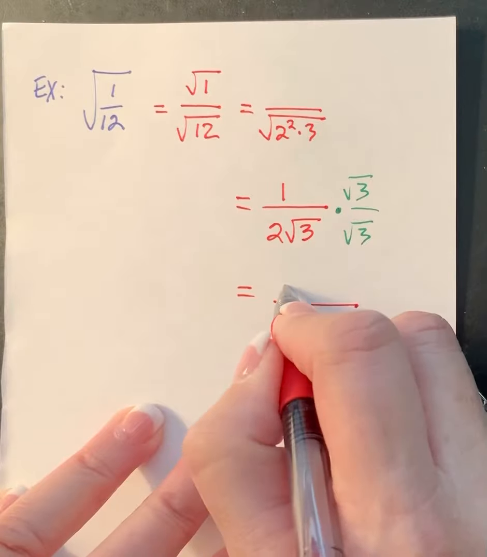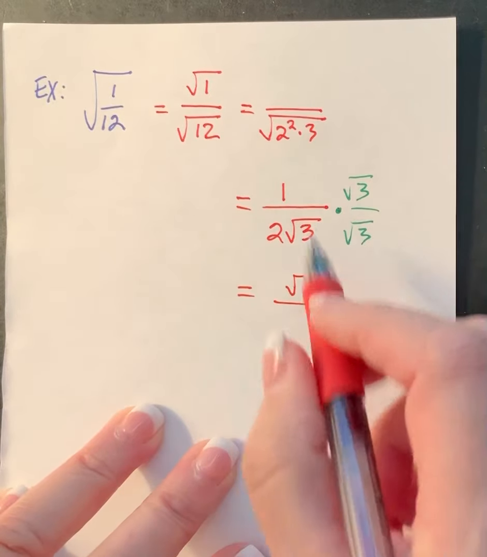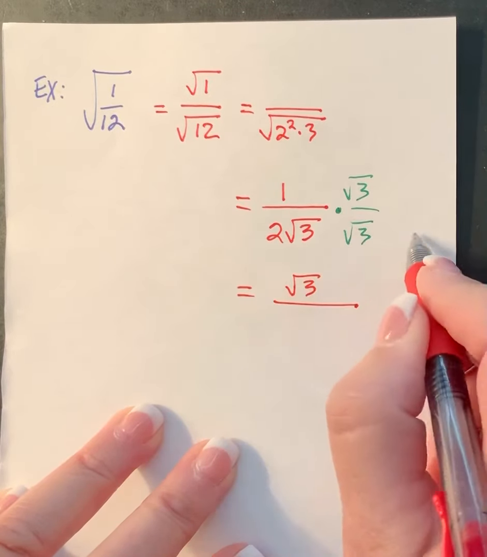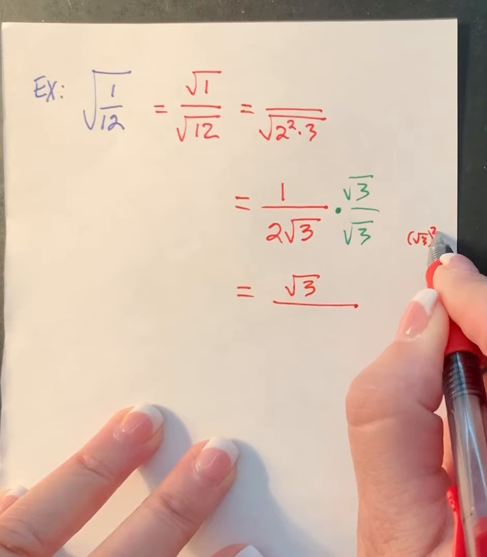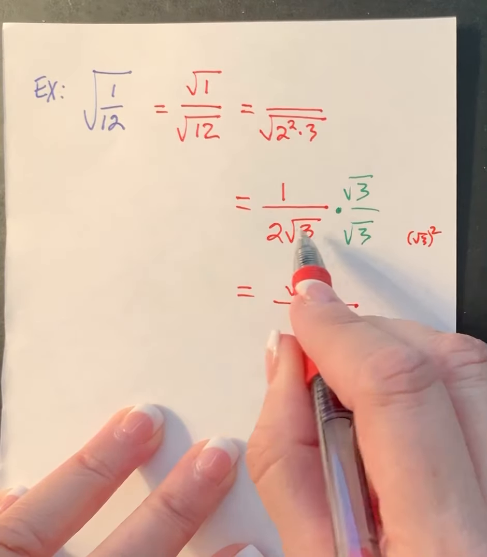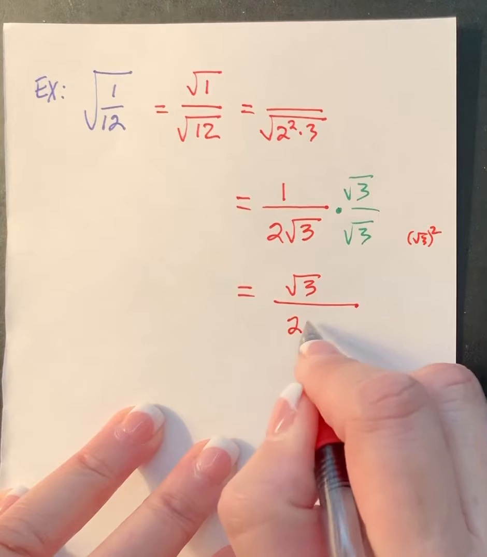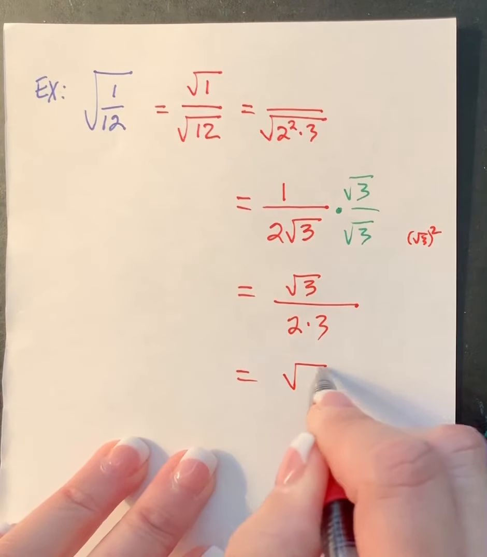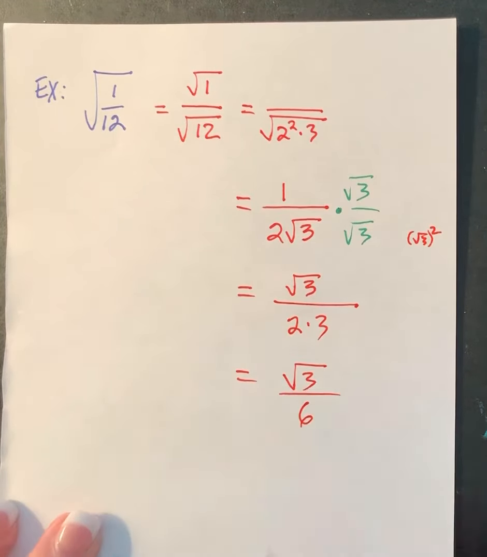All right, and then we'll just multiply. 1 times the square root of 3 is the square root of 3. And here we have 2 times the square root of 3 squared. So that's going to be 3 times 2. See, we're doing 2 times 3 in the denominator. So that will give us a 6 in the denominator.